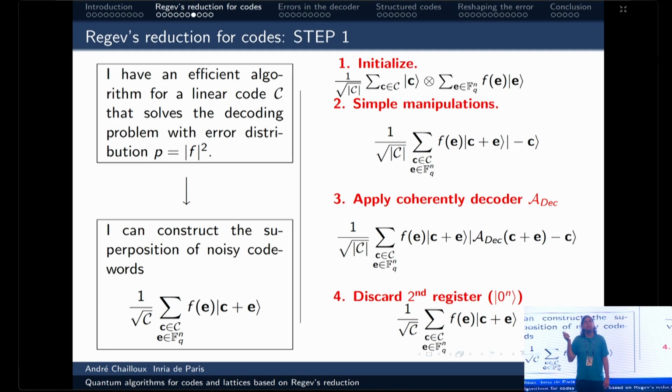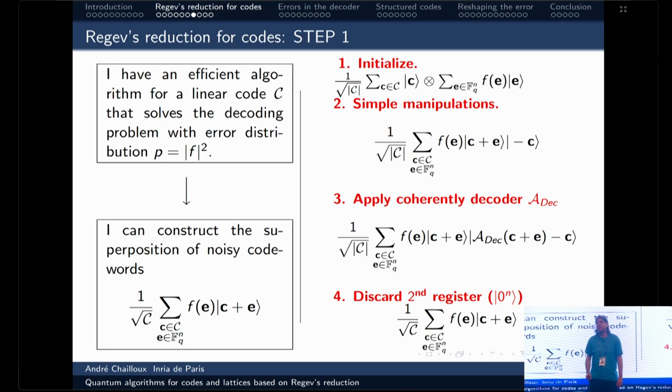And the superposition of the error function, well, okay, assume you have an error function f for which this is easily computable. Usually our error function will be very simple, so this will not be an issue. Okay. Then we do simple manipulation. So we add the first register to the second register. We swap. We add a minus sign. So okay, this is all elementary operations.